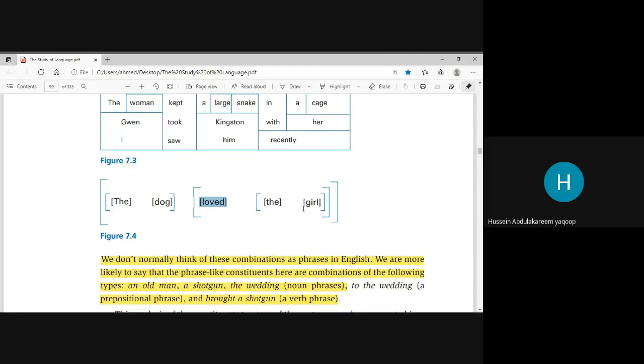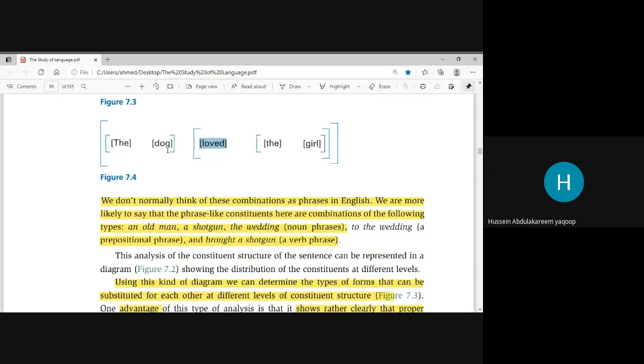By the way, it's a noun phrase as well. So we don't normally think of these combinations as phrases in English. We are more likely to say that the phrase-like constituents here are combinations of the following types. We have an old man, we have a shotgun, and also we have other examples. All these resemble noun phrases.